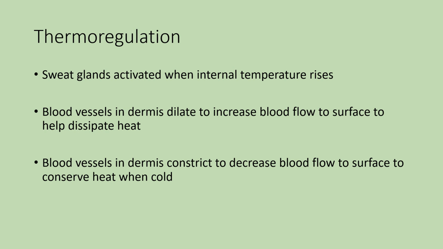Now, the reverse happens when the internal body temperature starts to drop. When you're really cold, you're trying to conserve heat, and so at that point, the blood vessels in the dermis are going to constrict to decrease the blood flow. They're not going to stop it completely. They just are going to decrease it, and that way it's trying to conserve some of the heat. So it's certainly an example of how the circulatory system is going to be working with the integumentary system to regulate your internal body temperature.